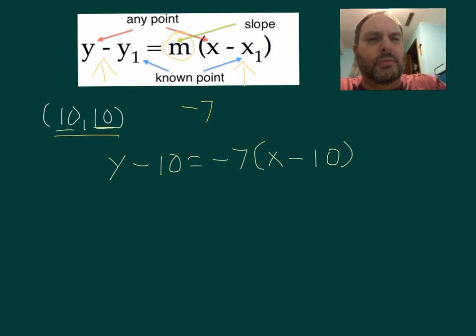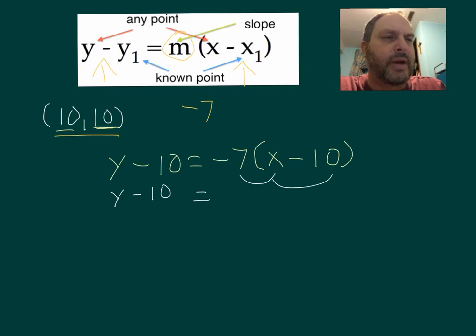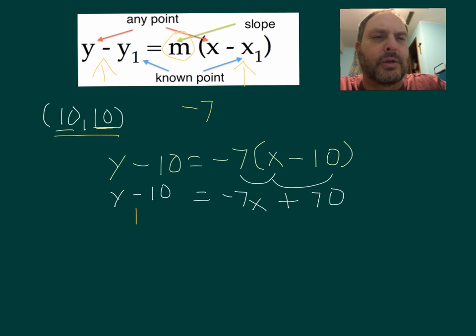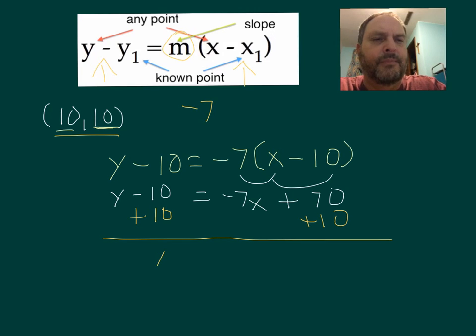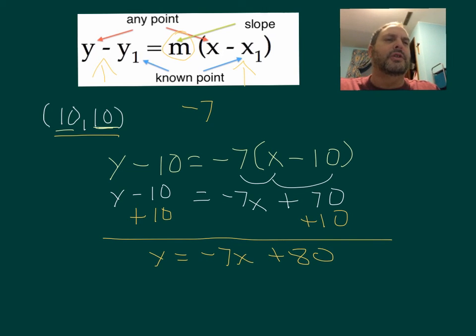Alright, starting to do some work then. We still have our y minus 10 on the left hand side is equal to, use the old distributive property, negative 7x. Negative times negative is positive, so now I have plus 70. Alright, last step then, get the y by itself. So we are going to add 10 to both sides. And I'm going to add that 10 right here, where my term is the same. So now I have y equals negative 7x plus 80. There, my equation is in my useful slope-intercept form.